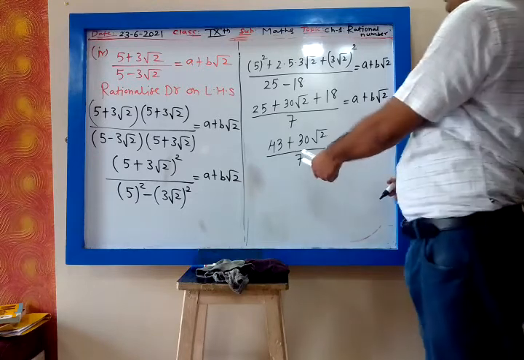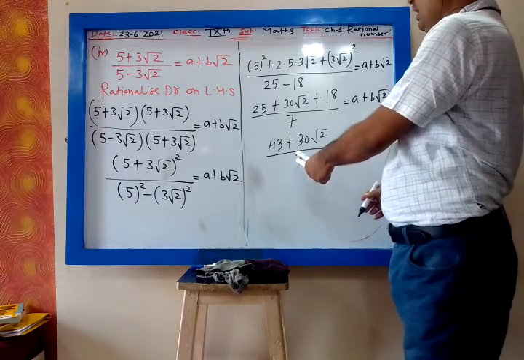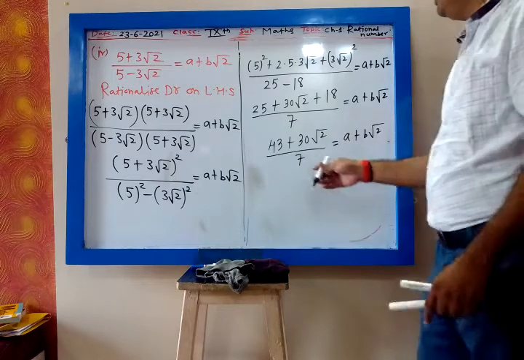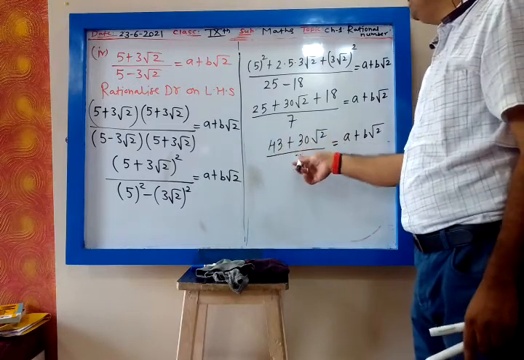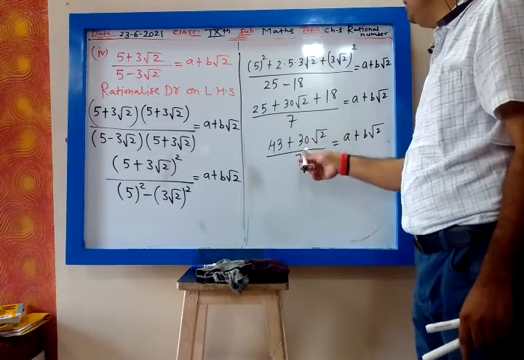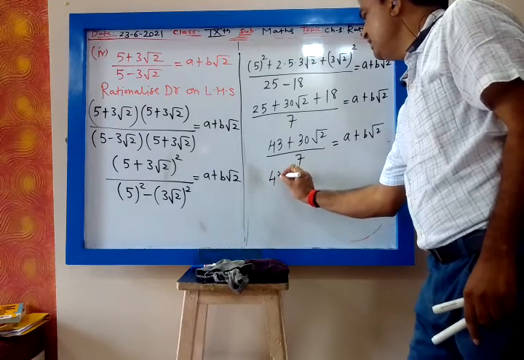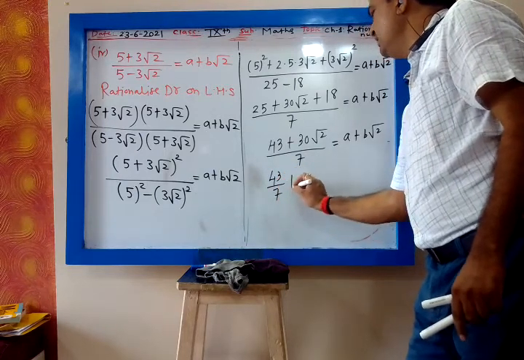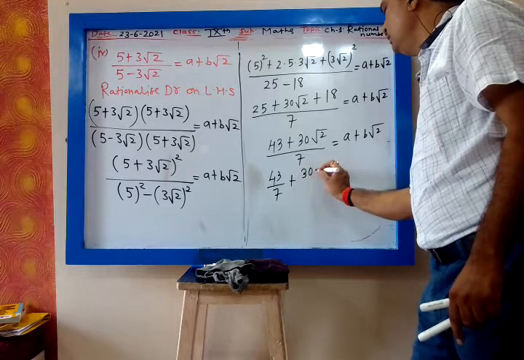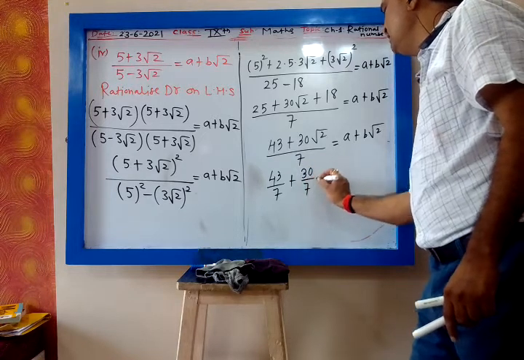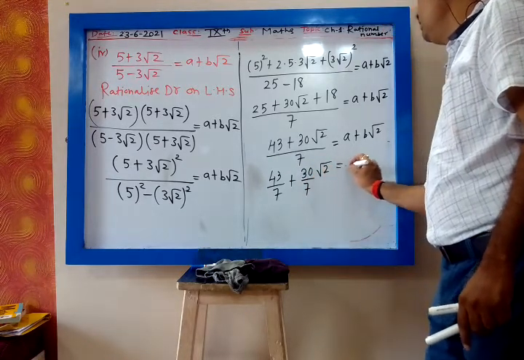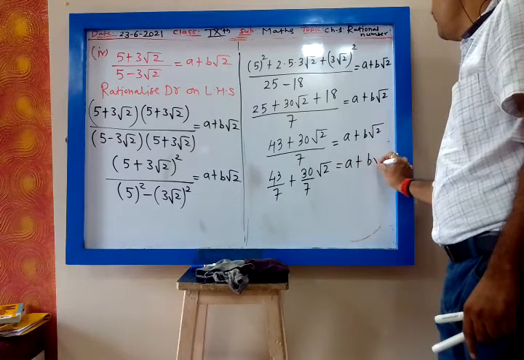Now 7 does not get cancelled. So we use the formula (a plus b) by c is a by c plus b by c. So that will be 43 by 7 plus 30 root 2 by 7, I can write 30 by 7 root 2 is equal to a plus b root 2.